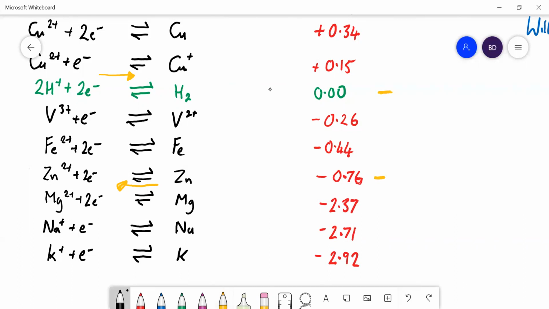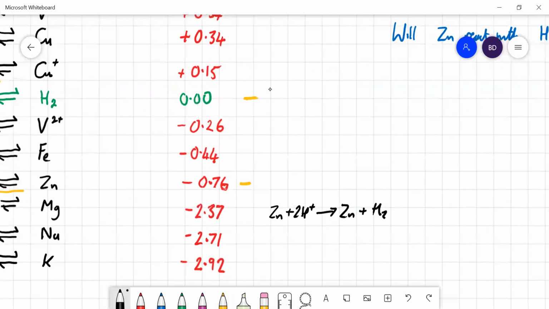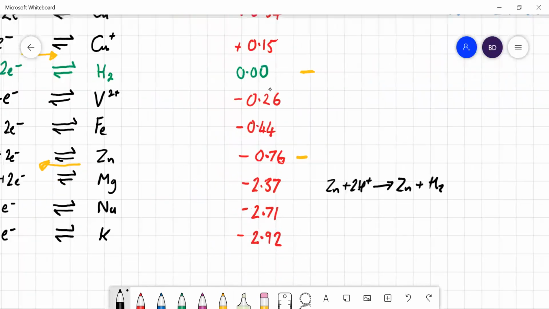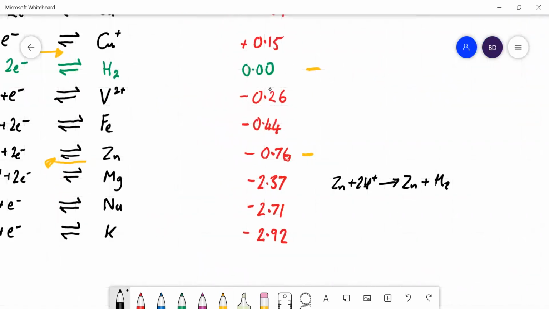So the zinc one goes backwards. So that's going to be Zn. The hydrogen one goes forwards. So that's plus 2H+, goes to Zn2+ and H2 gas. So the answer to our question, will zinc react with acid, HCl? Yes, it will, and it will make Zn2+ ions, and it will make hydrogen gas. So the piece of zinc will fizz up and make hydrogen gas. So we've answered that one. You probably knew that what happened anyway.